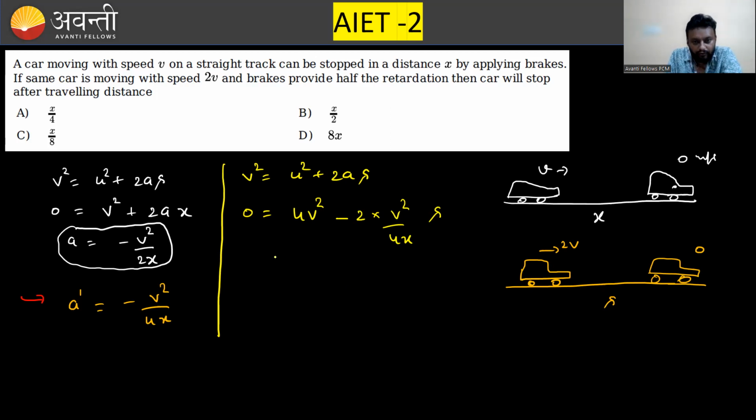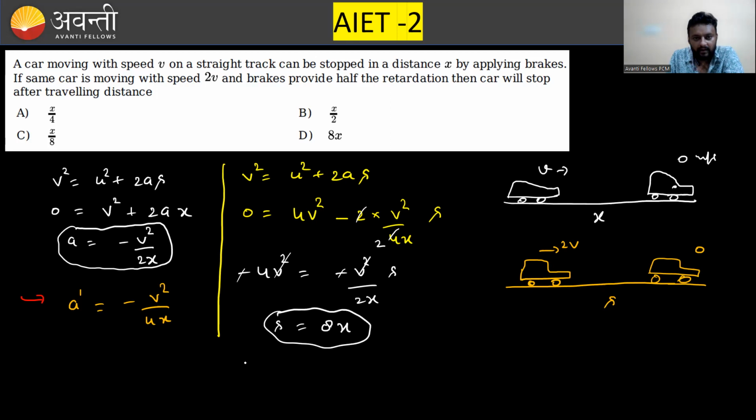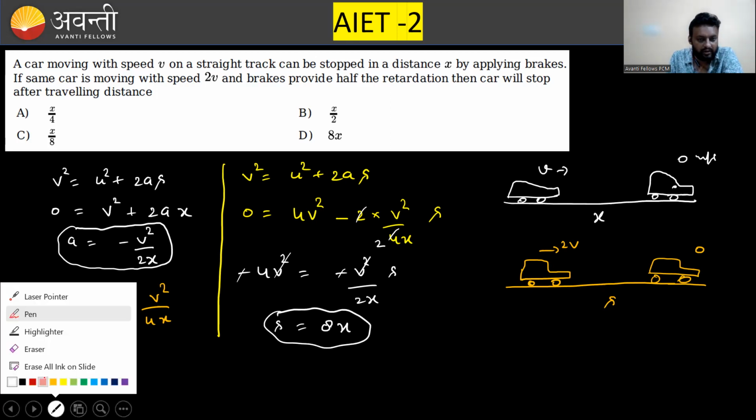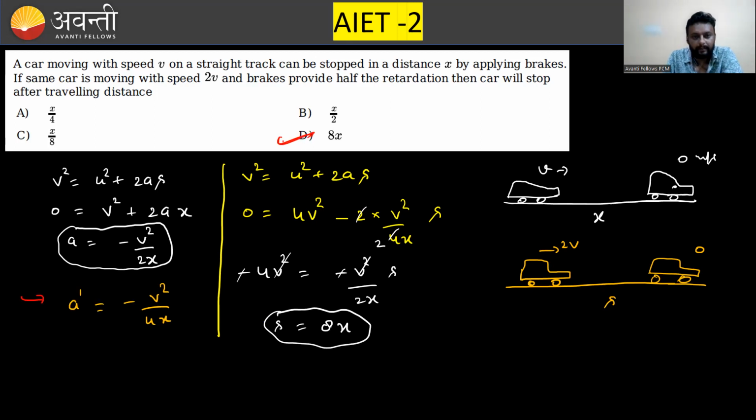Okay. So if you transfer things, it will become minus 4v square is equal to, you can cancel this 2 and 2, minus v square s by 2x. Minus and minus can be cancelled. v square and v square can be cancelled. So s is equal to 8x, which is our correct option number B.